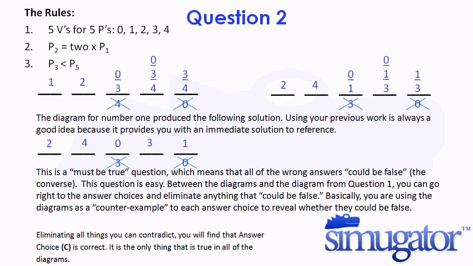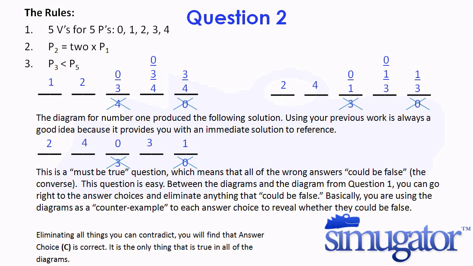Okay, question 2. You'll be surprised to find out that the diagram for number 1 actually produced the following solution, and you can use your previous work to solve future questions. This is another big theme in logic games. So this is a must-be-true question, which means that all of the wrong answers could be false, which is the converse. Must, could, true, false.